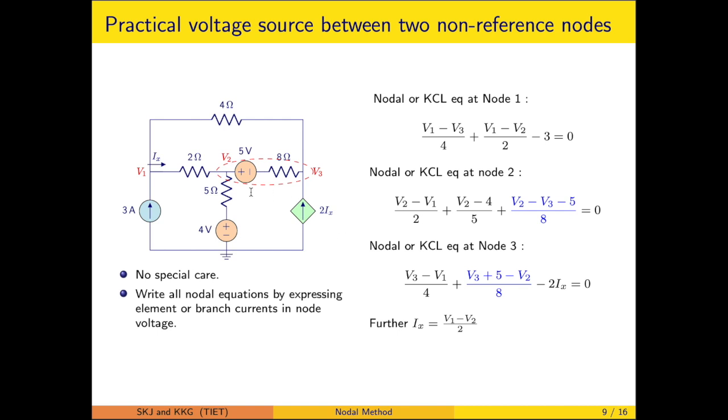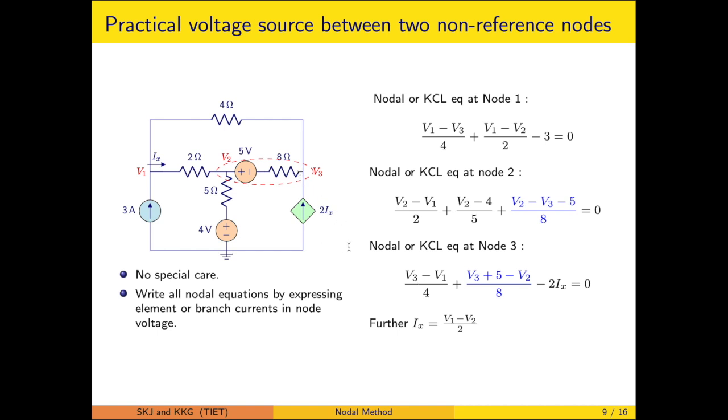Now the same principle applies. What will be the current through this 8 ohm resistance? If you are writing the equation for node 2, V2 is to be taken as the higher voltage, and the 5 volt is opposing it, so V3 is opposing. Ultimately it will result in (V2 minus (V3 minus 5)) upon 8. That will be the current.